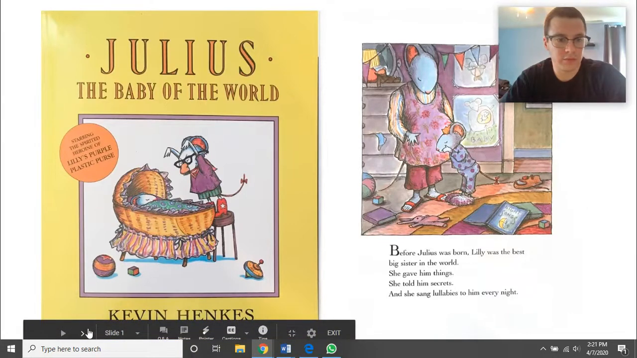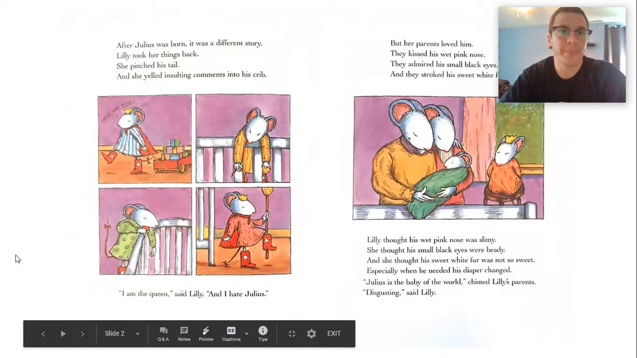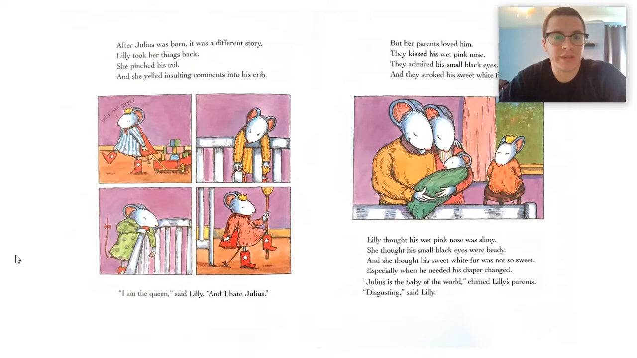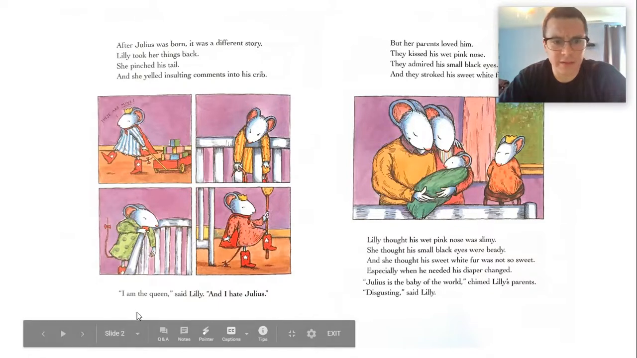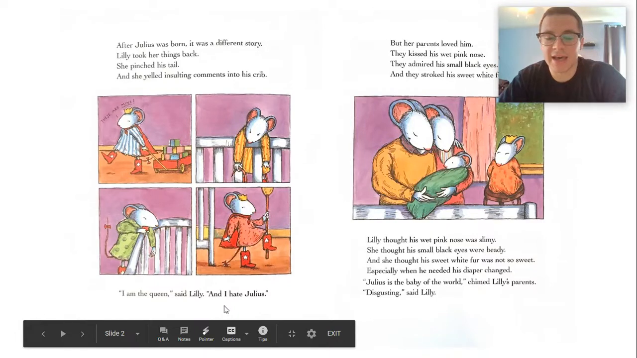All right. After Julius was born, it was a different story. Lily took her things back. She pinched his tail, and she yelled insulting comments into his crib. Right here we see her say, "These are mine." Does not look very happy. "I am the queen," said Lily, "and I hate Julius."